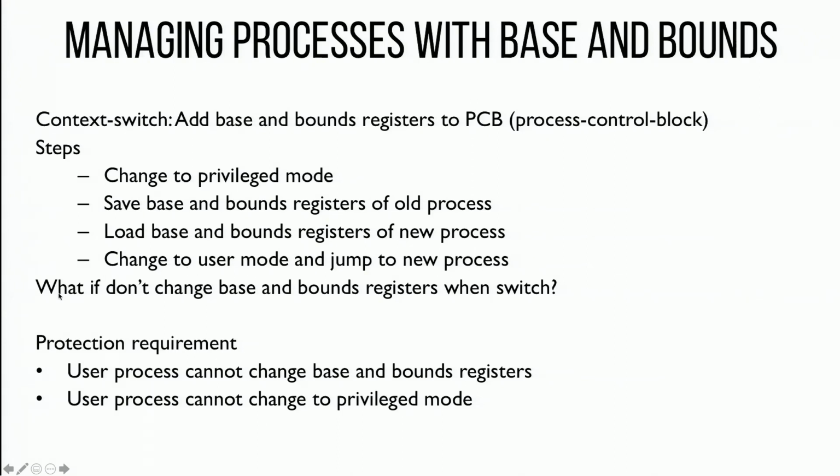Okay, so question for you, what would we be implementing if we didn't change the base and bounds register when we did a switch? So we still change all the registers, let's say. We change the stack pointer. We change the PC, but we don't change the base and bounds register when we do this context switch. No, we're actually trying to do something useful here. There's something interesting that we can do if we don't change the base and bounds.